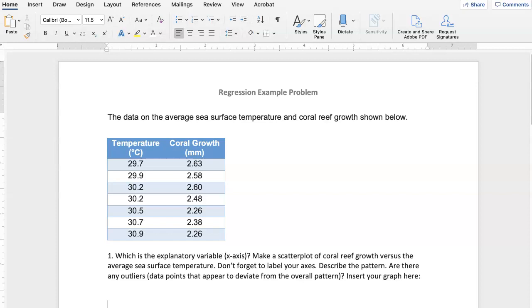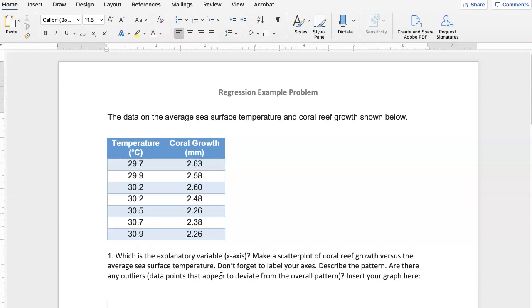Okay, so the first thing we're going to do is we need to get this data into Desmos. But first, let's look at the question and see what it is that we're supposed to be doing. The data on the average sea surface temperature and coral reef growth is shown in the table. The first question is, which is the explanatory variable, the x-axis? That's the independent variable when we're in algebra. So we're looking at temperature and coral growth.